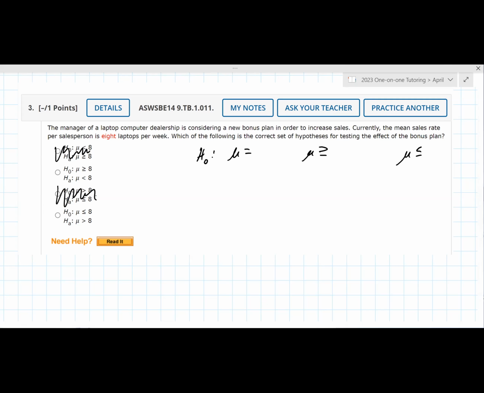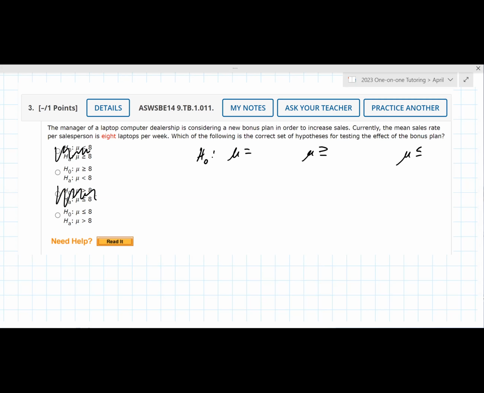It says the manager of a laptop computer dealership is considering a new bonus plan in order to increase sales. Currently, the mean sales rate per salesperson is 8 laptops per week. Which of the following is the correct set of hypotheses for testing the effect of the bonus plan? So this is where you've got to be able to interpret what it's saying, and use your experience in the real world. If they want to increase sales, is the mean number of laptops sold going to increase or decrease?